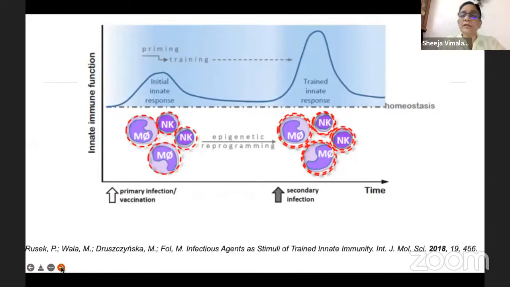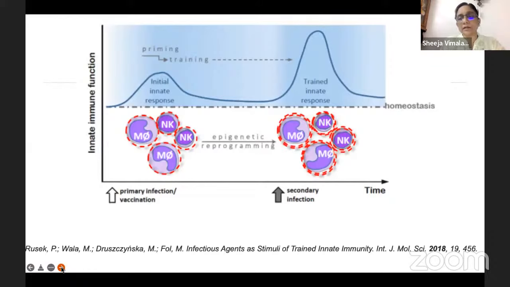What is the difference between trained immunity and the adaptive immunity? In adaptive immunity, you are not talking about the innate immunity cells. Here, you're talking about the innate immunity cells, your macrophages, your natural killer cells, the primary antigen presenting cells, which are getting trained in such a way that when an infection with some other organisms happens also, your body, because of the epigenetic reprogramming, responds better.